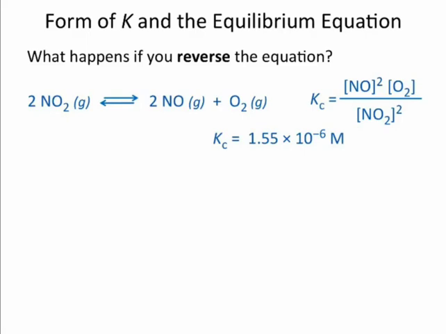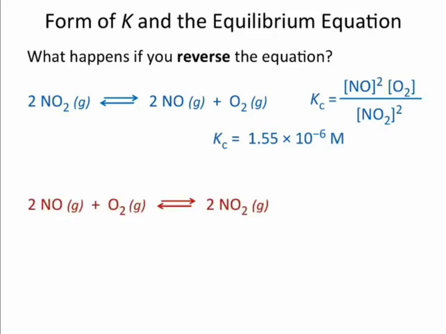The equilibrium constant is going to have the products. NO is squared, so there's a coefficient there. Oxygen's not. In the denominator, you have the reactants. NO2 is squared because there's that coefficient in front of NO2. And okay, here's the equilibrium constant, experimentally determined.